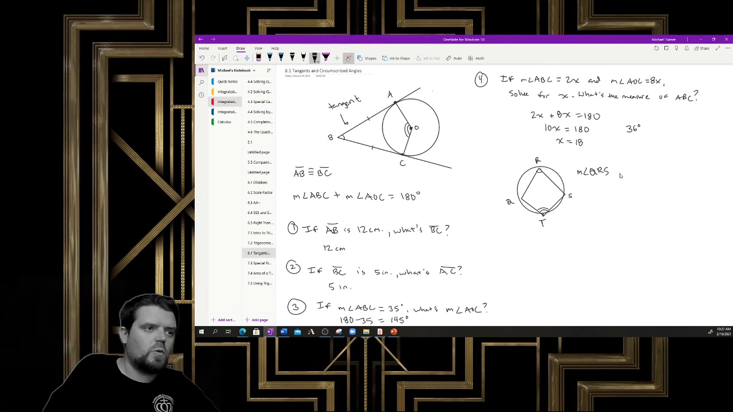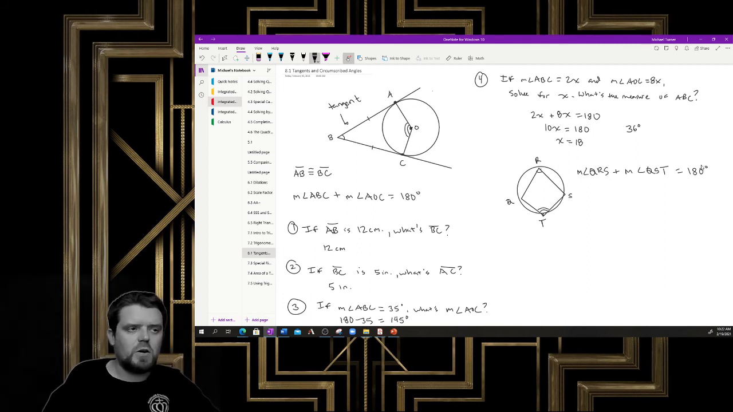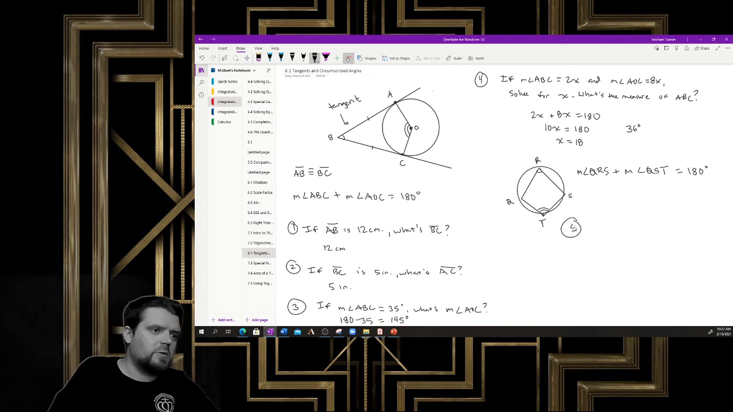In a quadrilateral, the two angles that are opposite each other, or the two inscribed angles, are always going to be supplementary. So in this case, angle QRS and angle QST are supplementary. So measure of angle QRS plus the measure of angle QST. Those angles are supplementary, which means they add up to 180 degrees. So given one angle, I should be able to solve for the other. It's going to look very similar to 1 through 4.